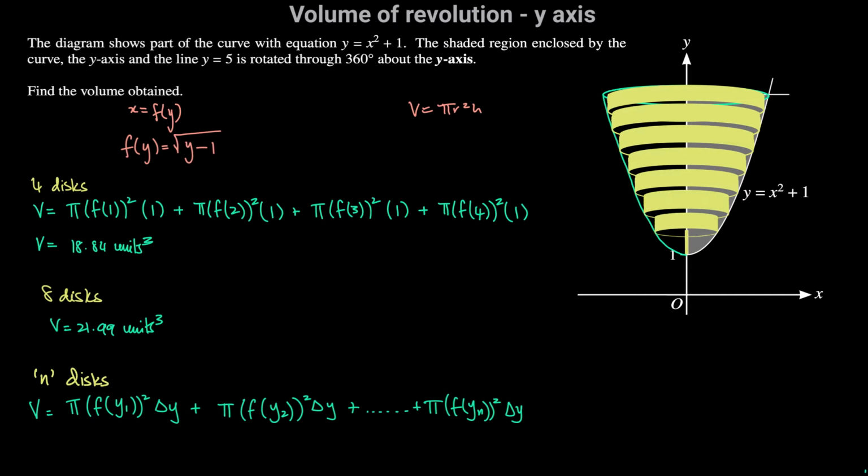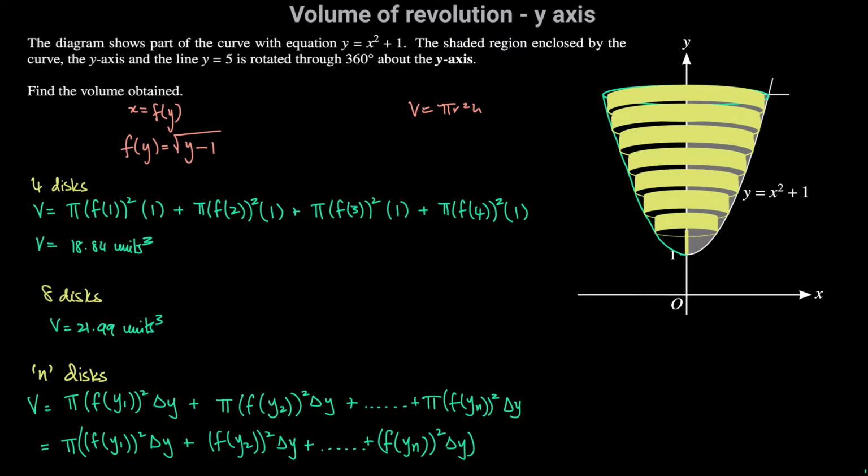The volume of each disk is pi times r squared, so that'll be f of y, the whole thing squared, times delta y, and delta y is constant because each of these disks has equal height. So if we add n disks of equal height, this following expression will give us the total volume of those disks. And we can simplify this expression by factoring out pi over here. So if we factor out pi, we get the following expression.